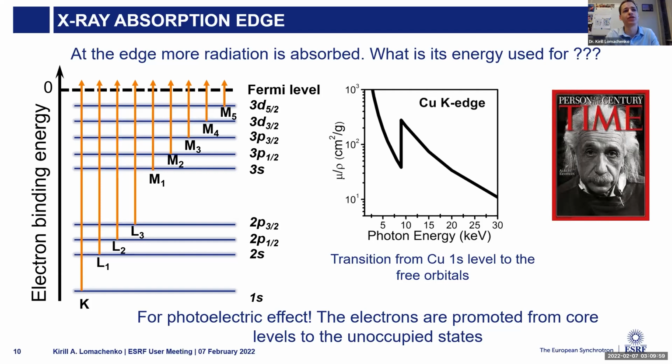So this nomenclature is meant to indicate the core level from which the transition occurred. So when we talk about, for example, L3 edge, we mean that the transition comes from 2p3/2. And when we talk about K edge, it means that the transition comes from 1s level. So here, if we zoom in, yeah, copper K edge, again, that means that the transition is from copper 1s level to the free orbitals localized around copper atoms.